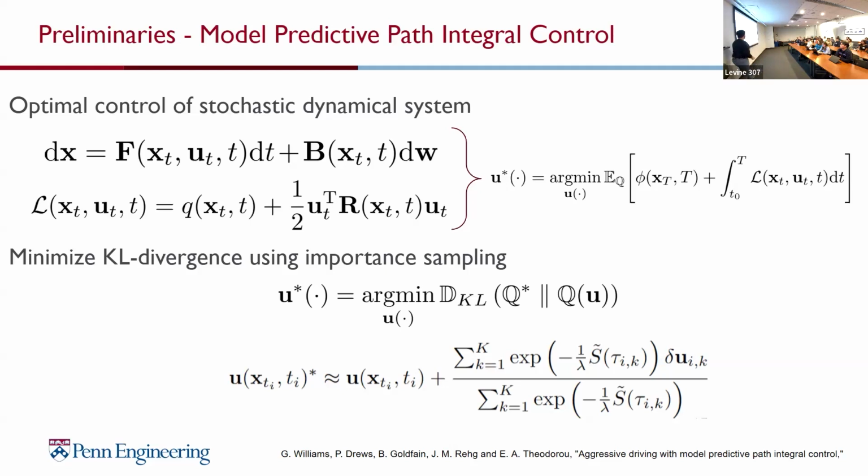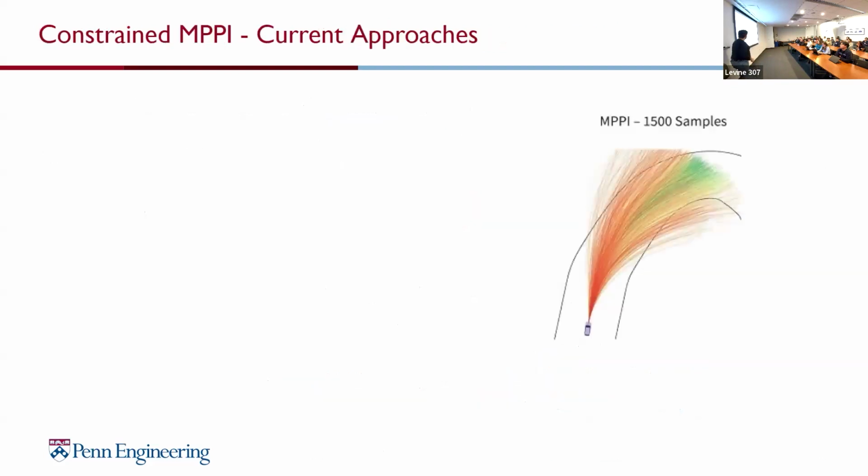And this is done usually using importance sampling. So given the costs of each of the trajectories that you get from the sampled control inputs, you weight those trajectories to get the optimal control input for that step. So this is what MPPI looks like. And the key problem that we're looking at is a constrained MPPI. So we'll be using MPPI to solve our constrained stochastic optimal control problem.